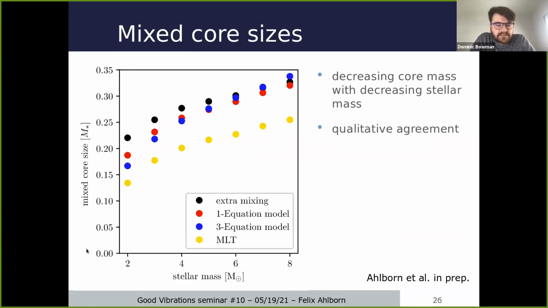Could you please elaborate a little bit on what you're comparing here? Are these models of all the same age? Oh yeah, good question. No, not the same age, but same central hydrogen abundance. So to make this comparison reasonable, I have chosen the central hydrogen abundance as a criterion to compare the models.